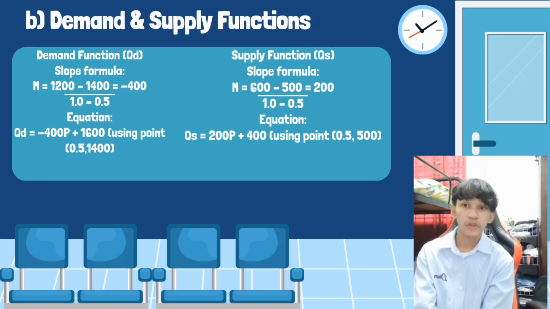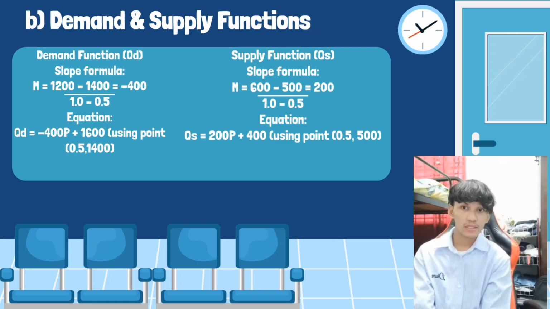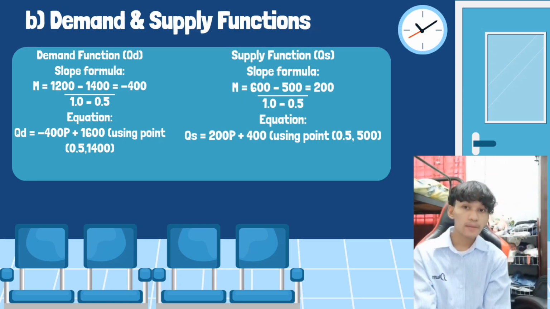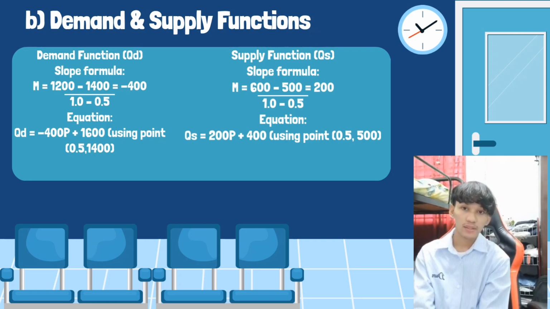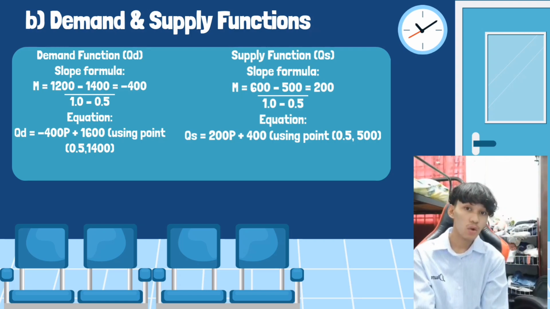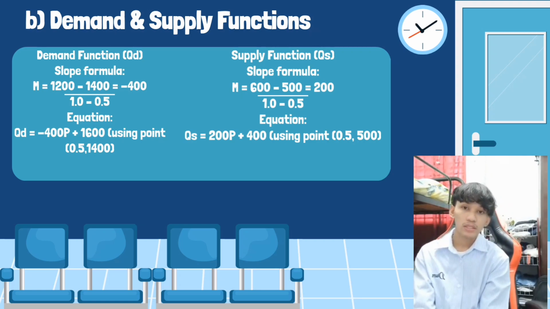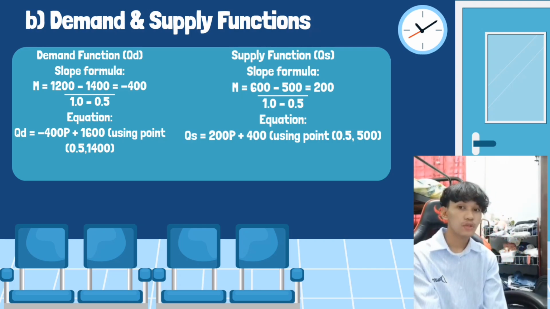Next, supply function QS. We also start with the slope using the points (0.5, 500) and (1.0, 600). Slope formula: m equals 600 minus 500 divided by 1.0 minus 0.5 equals 200. This means for every 1 ringgit increase in price, supply increases by 200 units. Equation: QS equals 200P plus 400.